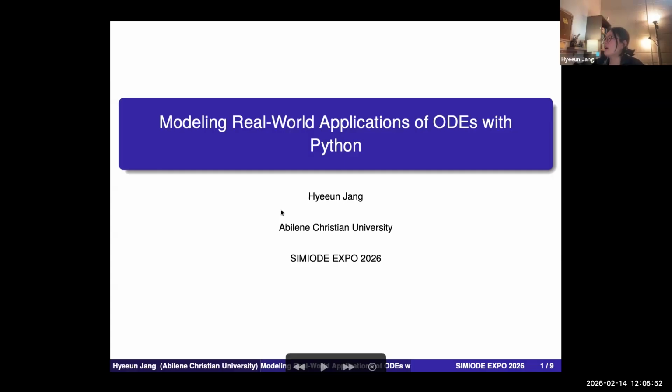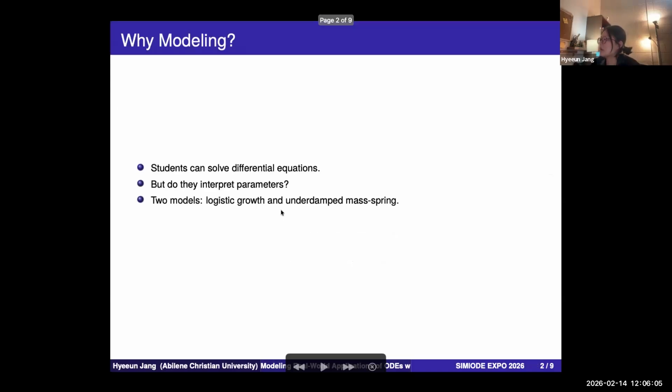Good afternoon. I'd like to share how I use Python to help students understand basic models. My focus is not solving the equations, but helping students see the meaning behind the equations.